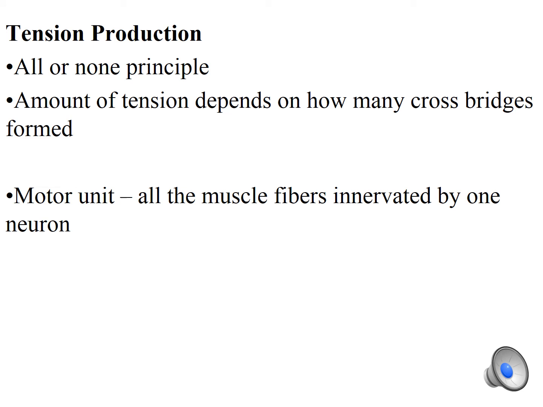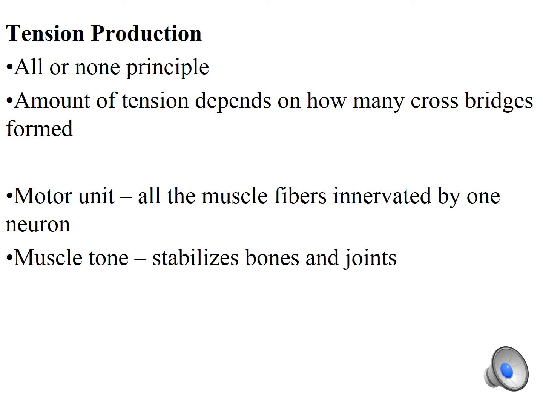The other thing, and we're going to see a picture of this in the next slide, is the motor unit. The definition of a motor unit is all the muscle fibers innervated by one neuron. Each motor neuron is able to make contact with several muscle fibers. So if we wanted to produce a small amount of muscle contraction, maybe the motor neuron would only signal a couple of its muscle fibers. Or if we wanted to produce a larger contraction, then the motor neuron would tell all of its muscle fibers to fire.